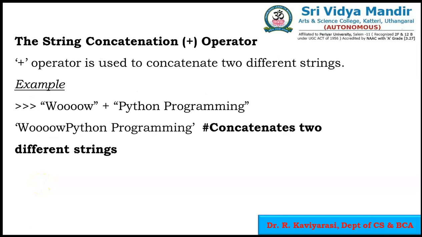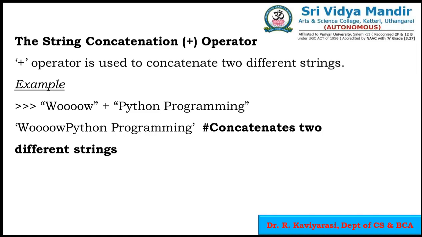The last one is the string concatenation operator, where the string concatenation operator is plus. The plus operator is used to concatenate two different strings. If we use plus in between two numbers, the result will be addition. But if we use plus in between two strings, the result will be concatenation, that is joining.